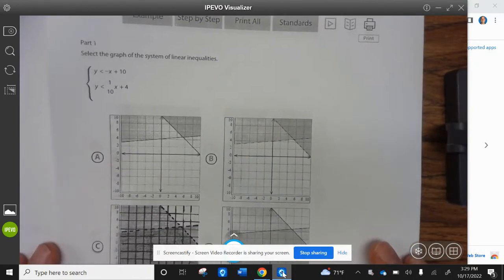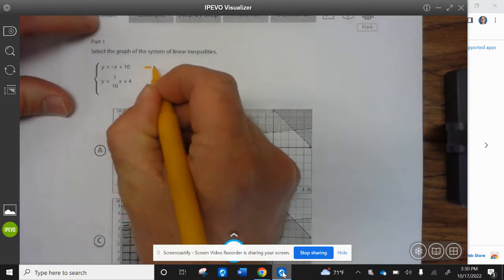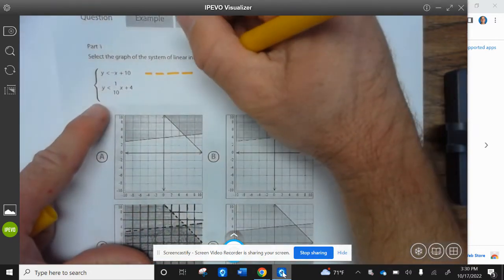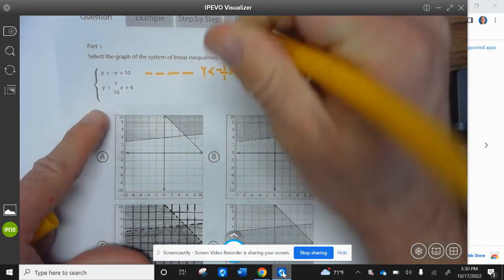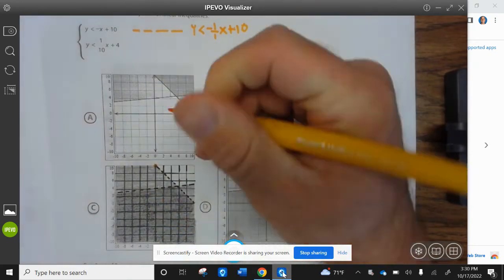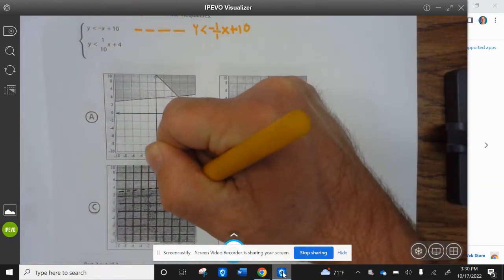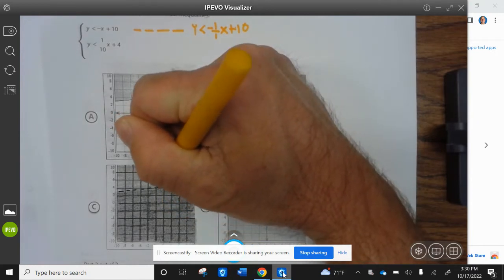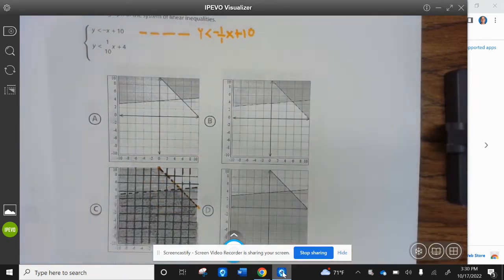All right, select the graph of the system of linear inequalities. Okay, I'm going to graph the first one in yellow. There's no line underneath, so it's a dashed line. Now, the inequality is y less than negative 1 divided by 1x plus 10. So our y-intercept is at (0, 10), which is right here. And then we go down one, to the right one, down one, to the right one, down one, to the right one, down one, to the right one. So this is our graph. It's a dashed line. Okay, it's less than, so we shade below.